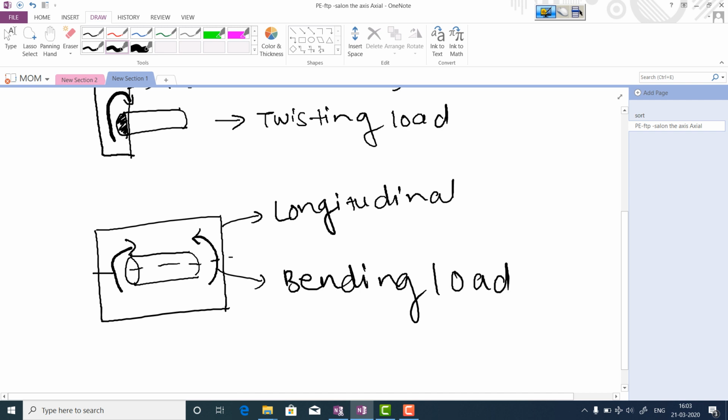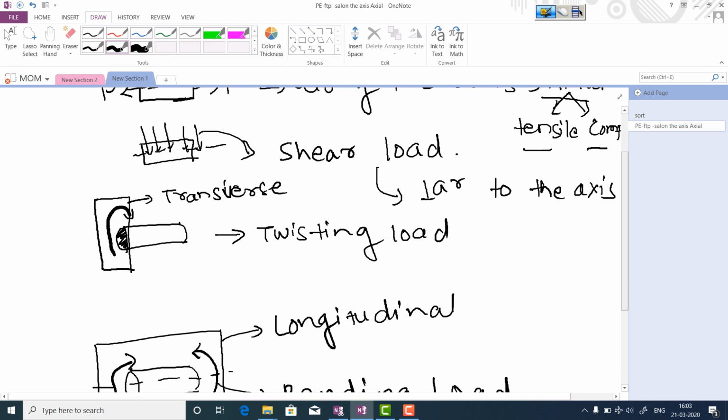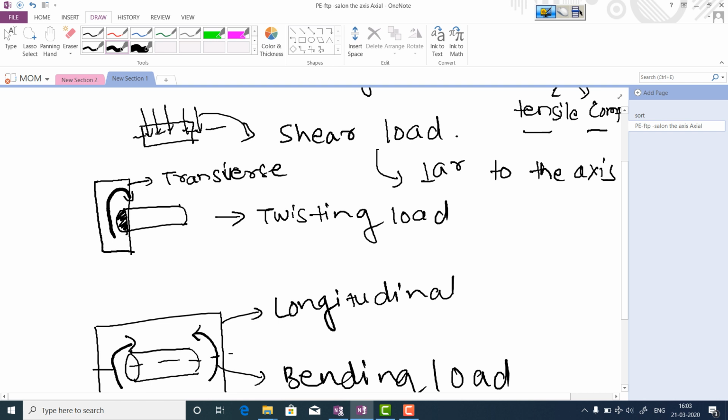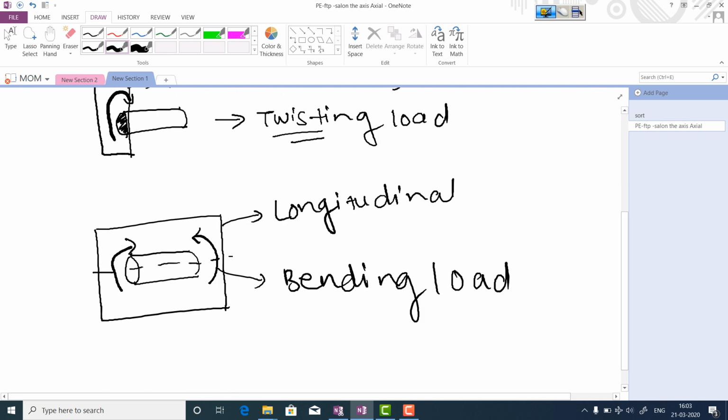So now if we look at the types of load, then there is axial load, which can be tensile or compressive, and there is shear load, which is perpendicular to the axis, and the axial load is along the axis. Then we have seen that if in a transverse plane a moment is acting, then that is called as twisting load, and in the longitudinal plane, if moment is acting, then we call it as bending load.